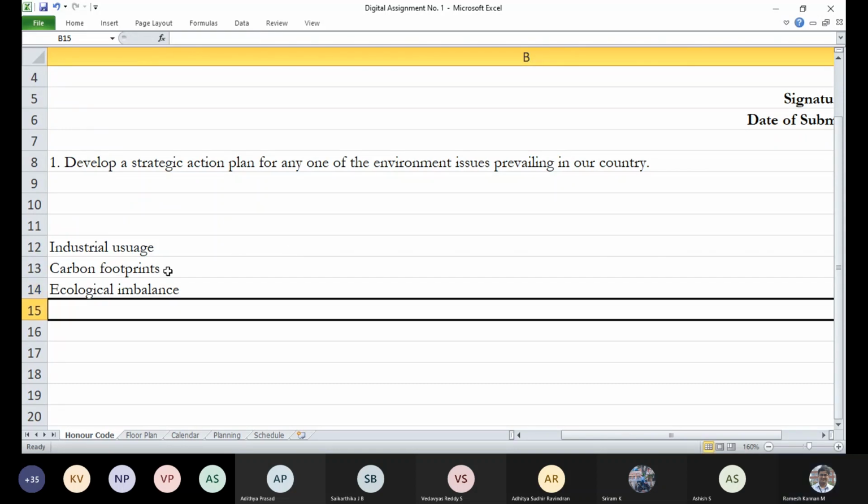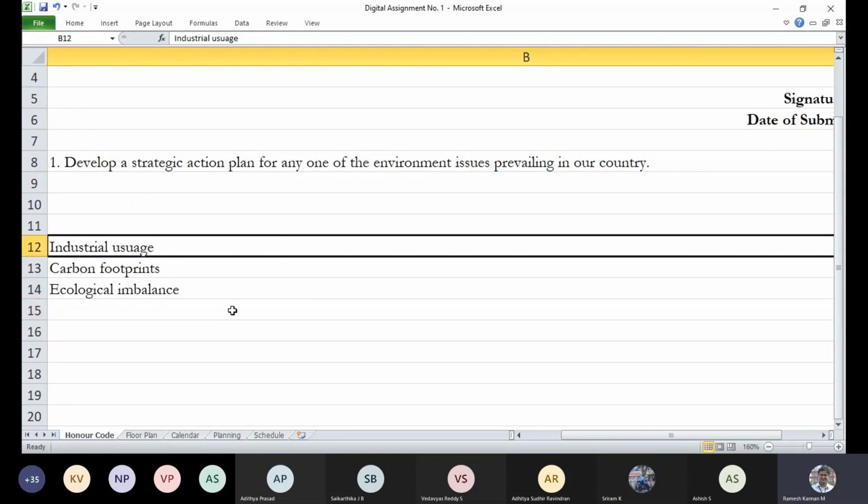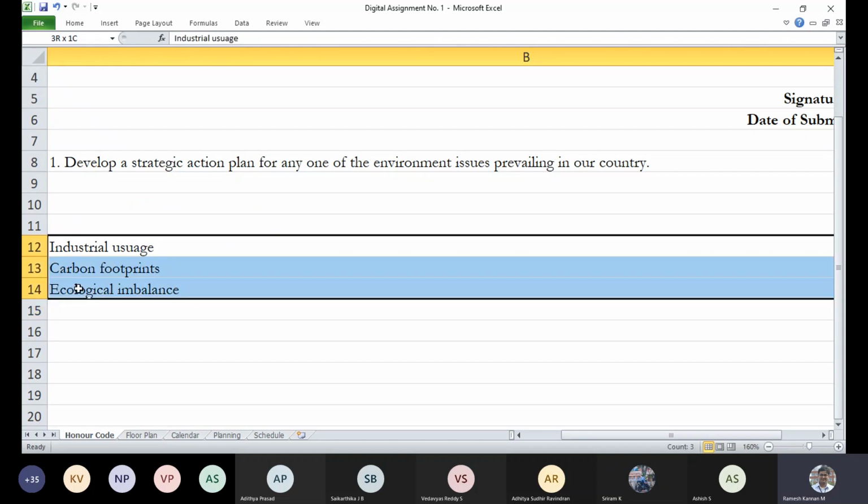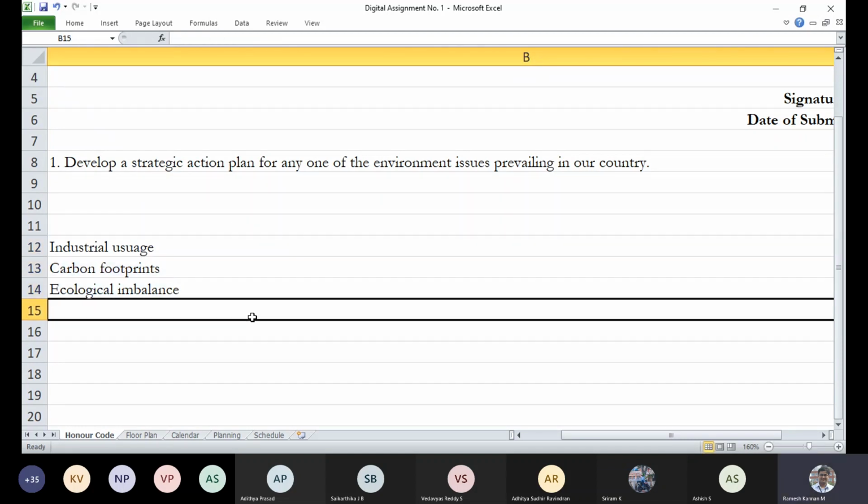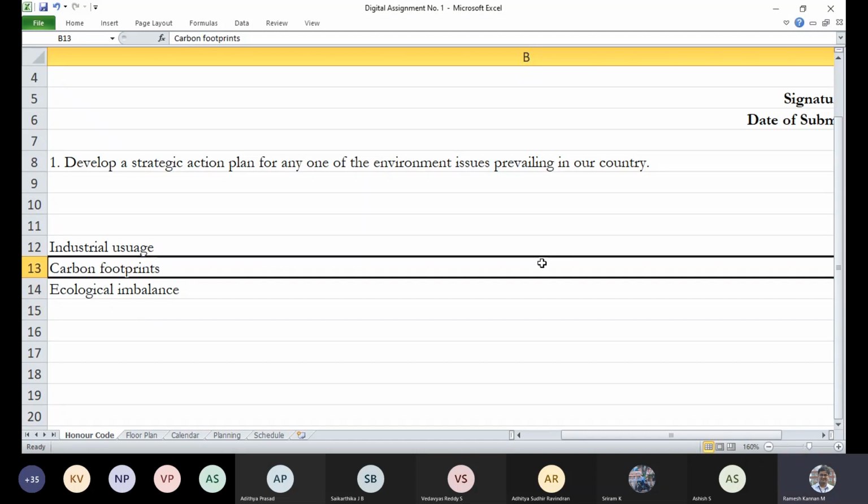So I need to develop a strategic plan in such a way that this will be the criterion, and how to eradicate this kind of thing, and that's a proposed methodology, something like that, right? So that's your assignment number one, right? So this is common for all.